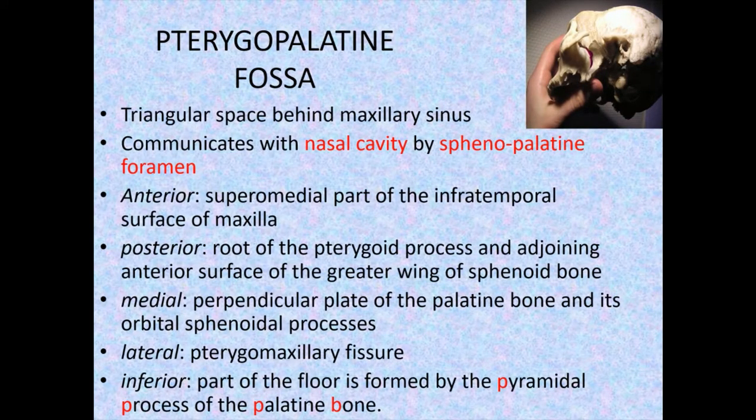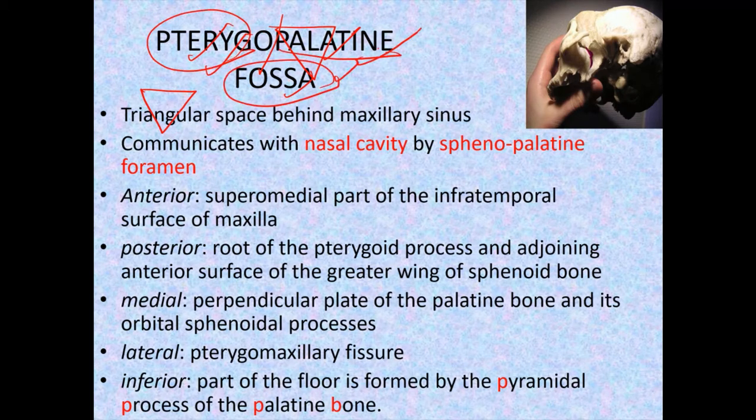Next, one more fossa called the pterygopalatine fossa. What is the shape of the pterygopalatine fossa? It is a triangular space. Pterygoid plates and palatine plates are related. It's not a foramen, it is a fossa, a narrow junction. The triangular space, as you could see here, is the pterygopalatine fossa at this particular point.